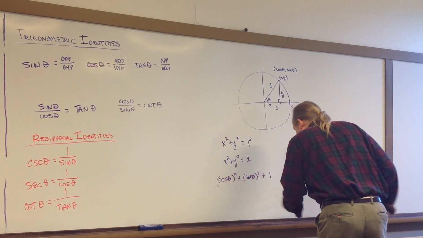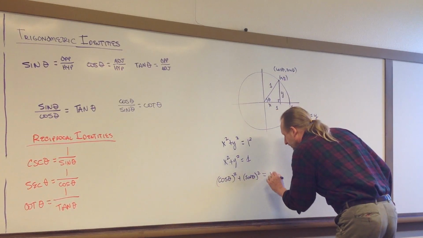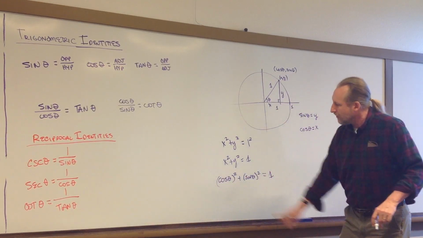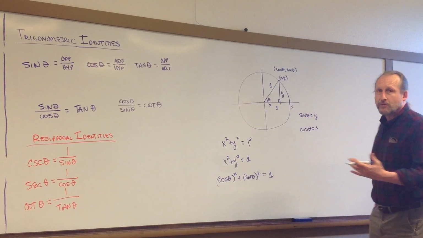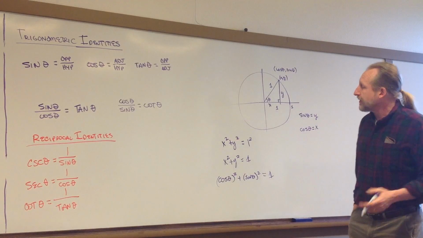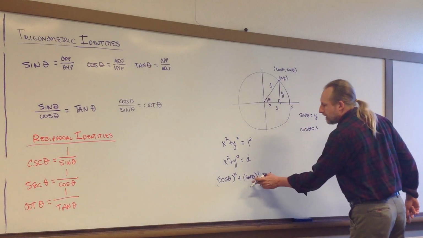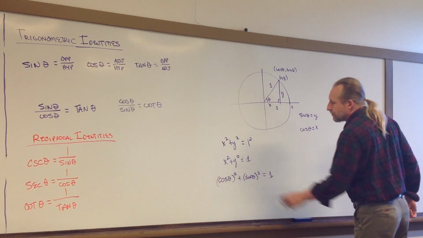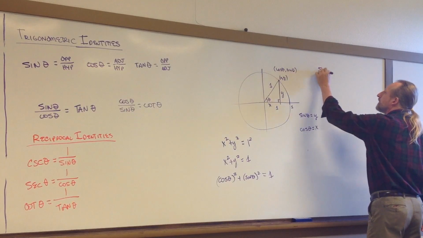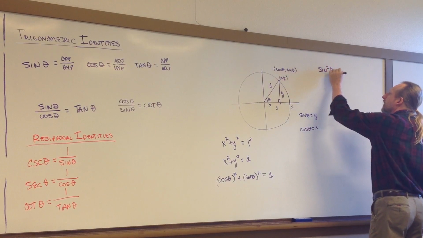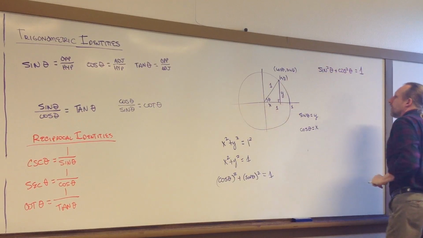So if we replace x with the cosine and y with the sine, then you can see that the cosine squared plus the sine squared is equal to 1. That's what's called a Pythagorean identity. The way it's normally written is that the squared is written in between the sine and the angle. So it's typically written like this: sine squared plus cosine squared equals 1.